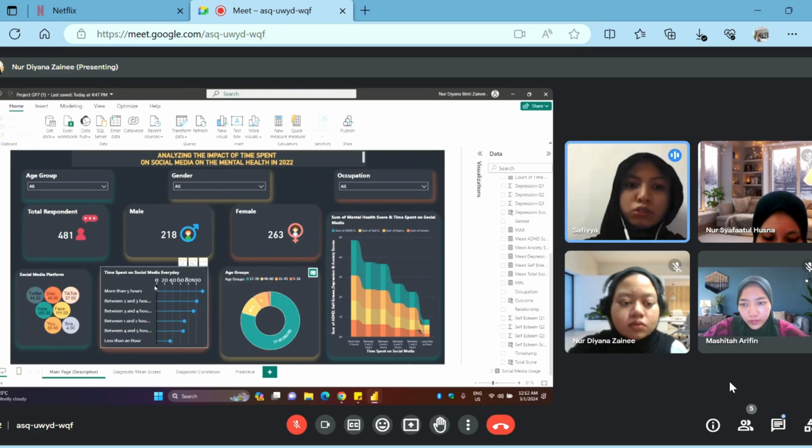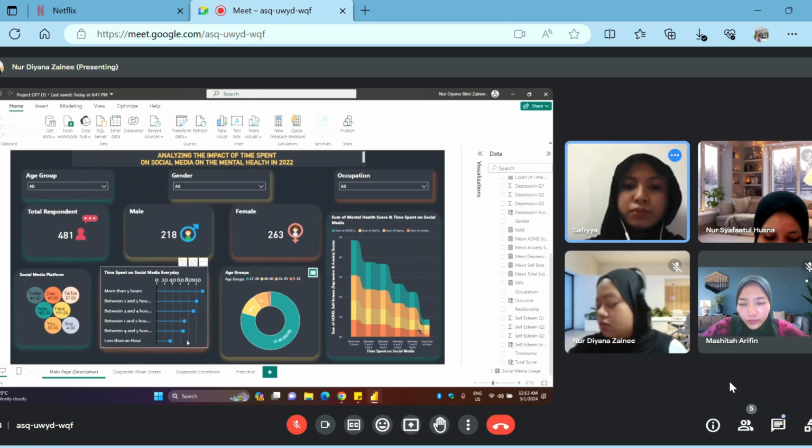For the time spent on social media every day, we can see that the most time spent would be more than 5 hours, which is the highest. Then the second one is between 2 and 3 hours. The third one is between 3 and 4 hours. The fourth one is between 1 and 2 hours, and others are between 4 to 5 hours and less than an hour.